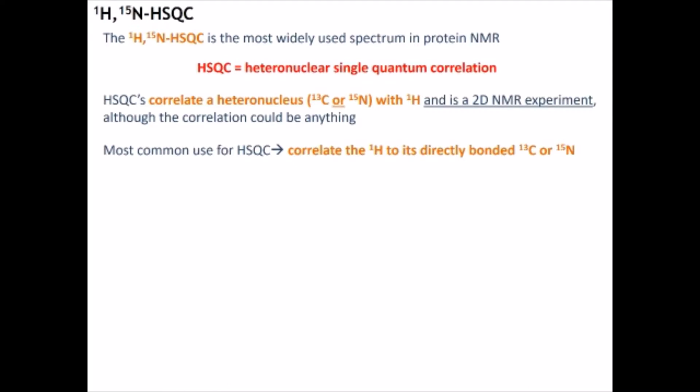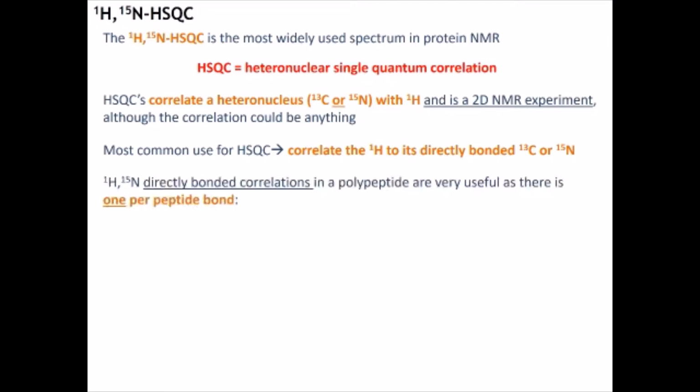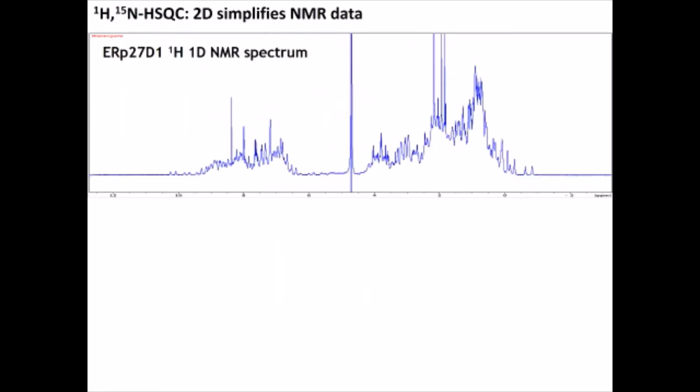The most common use for HSQC is to correlate the hydrogen to its directly bonded carbon or nitrogen, to identify to which particular carbon or which particular nitrogen that hydrogen is attached. The hydrogen-nitrogen-15 direct bond correlations are very useful because there's only one per peptide bond. So it gives you a much more targeted NMR spectrum.